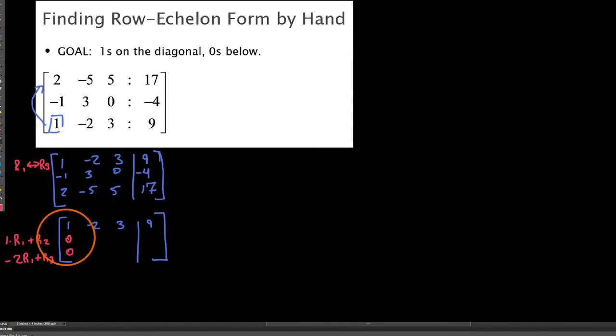So now here's where we're going to take our time and go through and figure out the rest of these 6 values here. If we took row 1 plus row 2, we get -2 plus 3 is 1. 3 plus 0 is 3. And we have to add our constants here also. 9 plus -4 is 5.